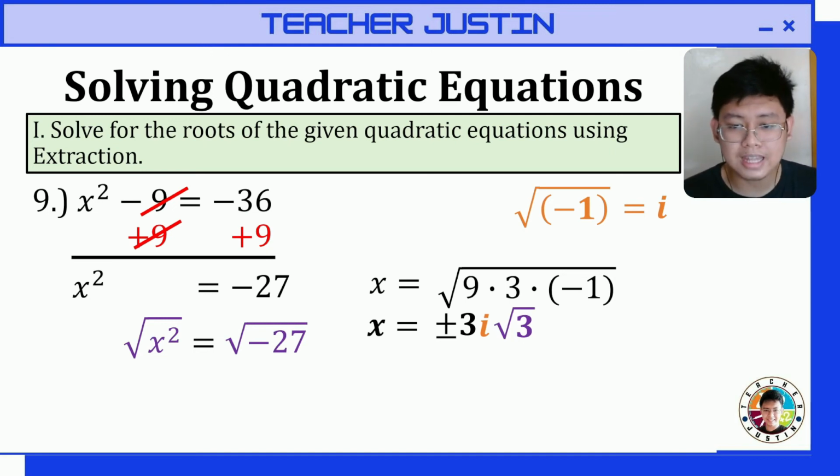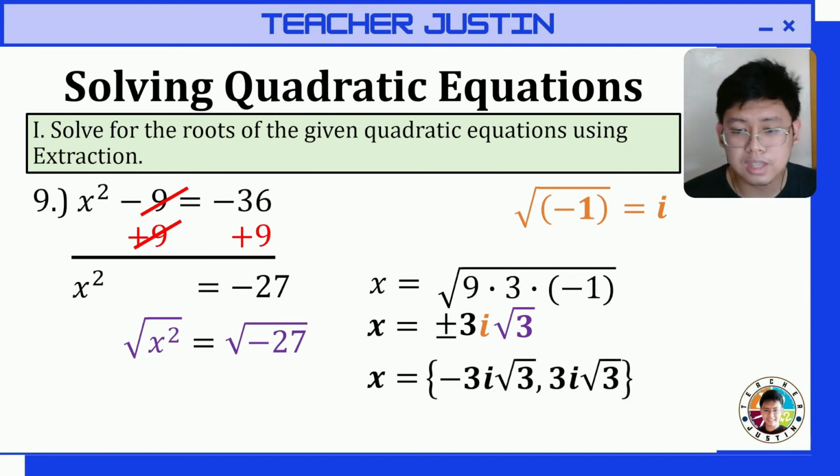Now, let's write our final answer. The value of x will be equal to negative 3i square root of 3 and positive 3i square root of 3. And that's it. Ta-da!